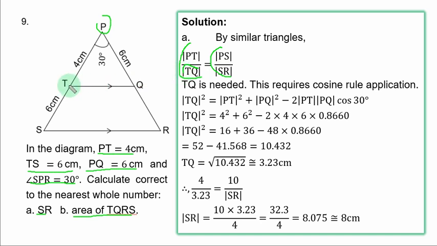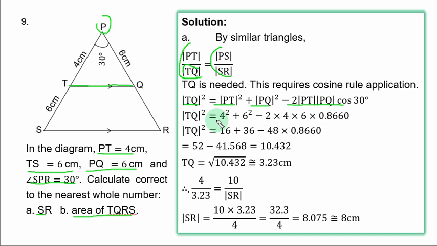So this is TQ, and we are to consider the first triangle PTQ, and we are to go by cosine rule because you have two sides and an included angle. The side you are looking for, the angle facing that side is given to you, so you go by cosine rule, where you have TQ squared equal to PT squared plus PQ squared minus 2 times the product of the two sides and cos 30 degrees.